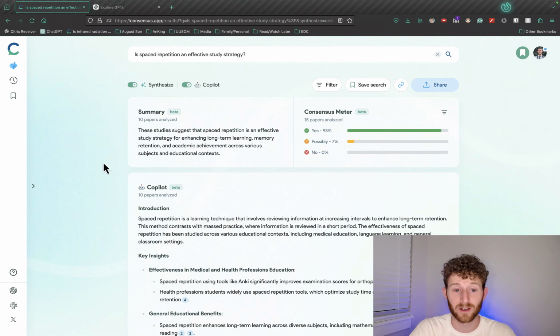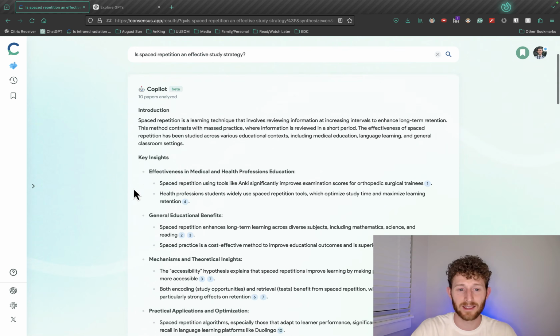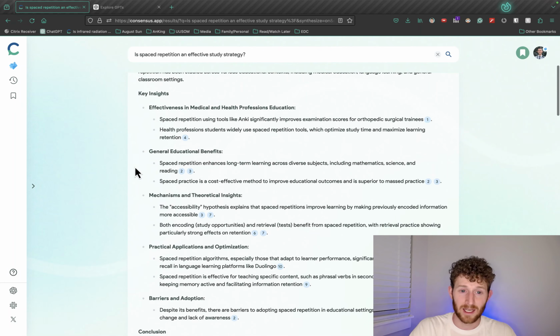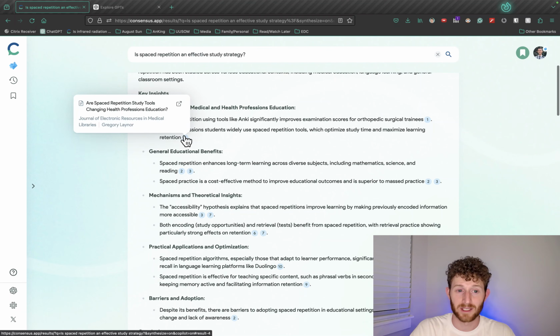Below those two things, you're going to find the copilot. This is a really fun feature. It's as if you hired ChatGPT to be your personal research assistant. Chat will go through and analyze all of those key papers and then give you an introduction, all the key information that you need in nice bullet points, and it will give you a conclusion that really synthesizes all that information. Now, you can also see that within each of these bullet points, you also have the references for the articles so that you can quickly find that information.